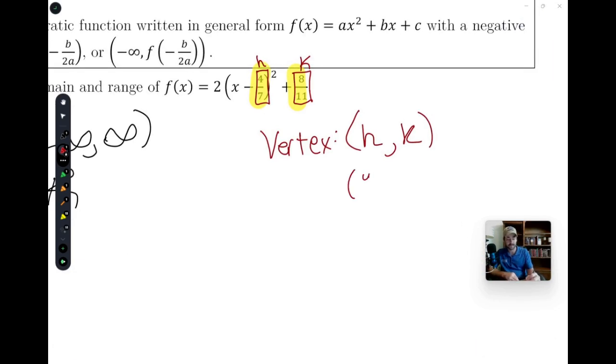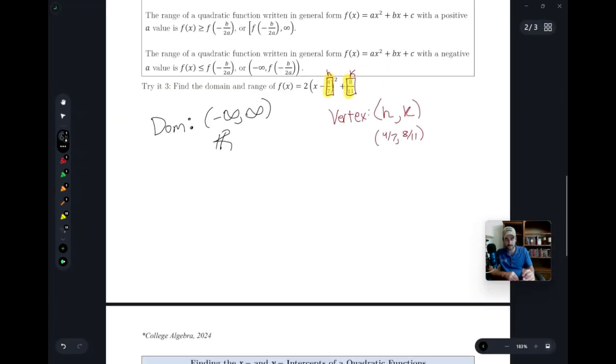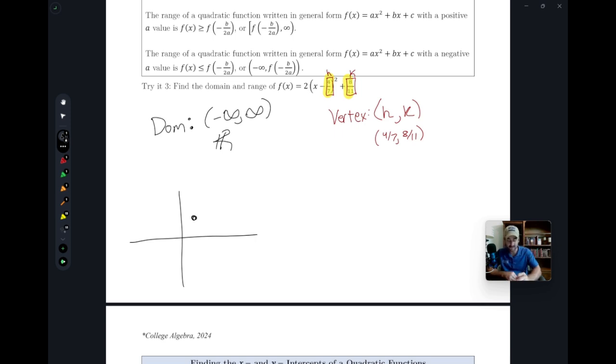So our vertex is going to be 4 over 7, comma 8 over 11. And we ask ourselves, is this parabola, if I were to draw it on a graph, facing up or facing down? I know the vertex is at 4 over 7, 8 over 11, call it up there somewhere in quadrant 1, because they're both positive. Then I look at my a value, that 2 right there, and I see that it's positive. If that a value is positive, our parabola is going up. I don't necessarily know the y-intercept right now, I don't know much about it, but I know it's going up.